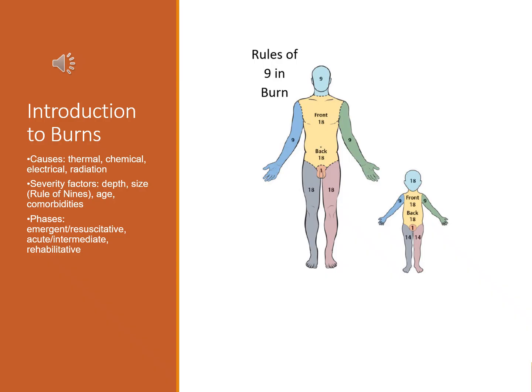For your adult, when we look at the head and neck, that is 9% of the body if the patient was burned. Head and neck is 9%. Each arm is 9%. Each leg is 18%. The anterior trunk or front of the chest and stomach area is 18%. The posterior trunk is 18%. And the perineal area is 1%.